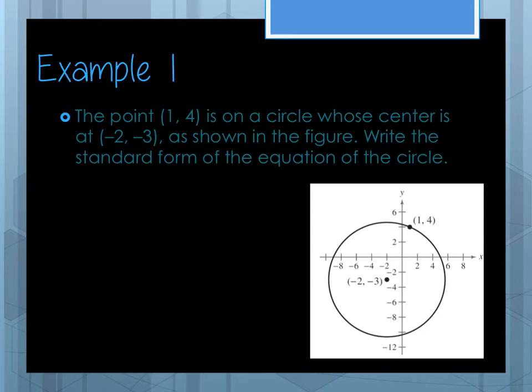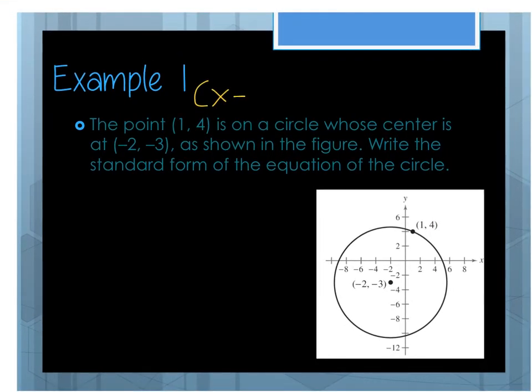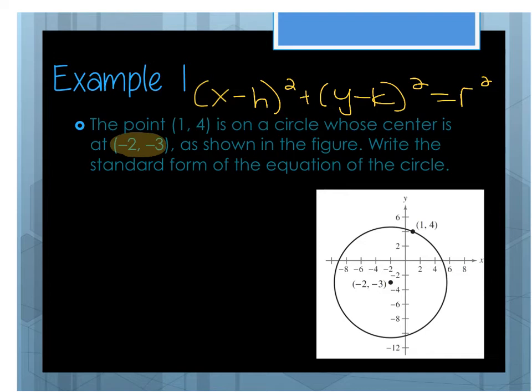The point 1, 4 is on a circle whose center is at -2, -3, as shown in the figure. Write the standard form of the equation of the circle. So we just said that the standard equation is x minus h squared plus y minus k squared equals r squared. And to do this, we need the h, the k, which is the center, and we need the r. So what pieces of information do I already have? I have the center, right? This is my center, the -2, -3. What am I missing? The radius, okay?